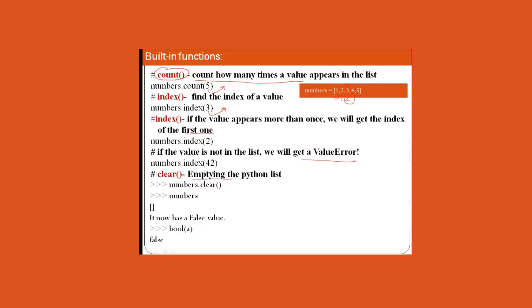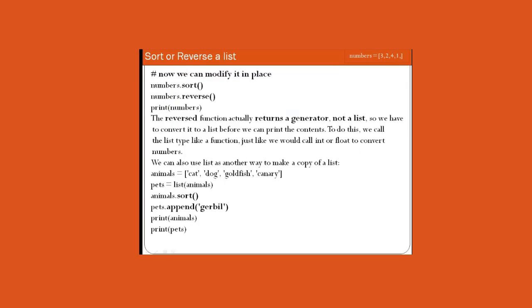Clear means emptying the Python list. So numbers dot clear, and it will become empty. Now it has a false value. So its boolean is false or true, you can check. Sort and reverse, we have already seen reversed and sorted. So now if you talk about sort and reverse, you can write sort and reverse.